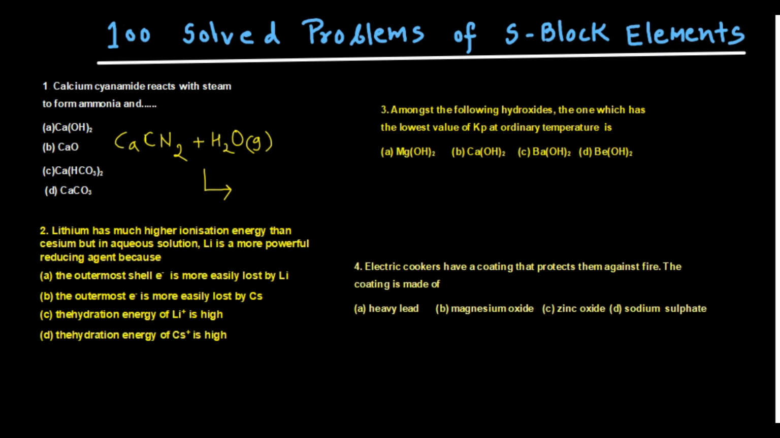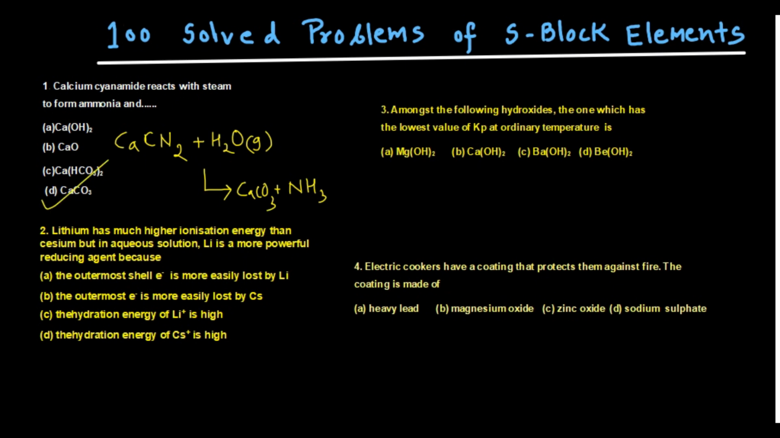When this reacts, of course one of the products is given already in the reaction, which is ammonia, and the second product which this will form is calcium carbonate, CaCO3. So this CaCO3 is the answer. You can mark option D as the correct option.